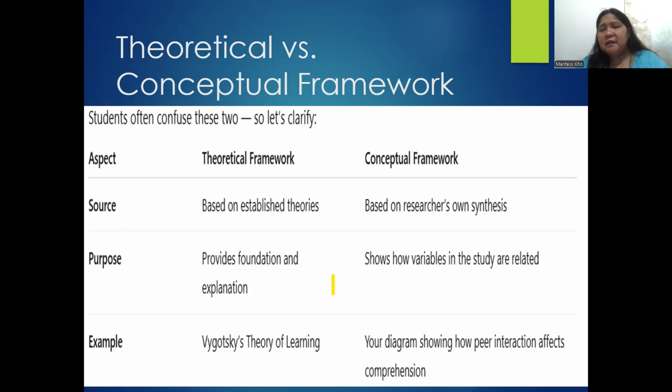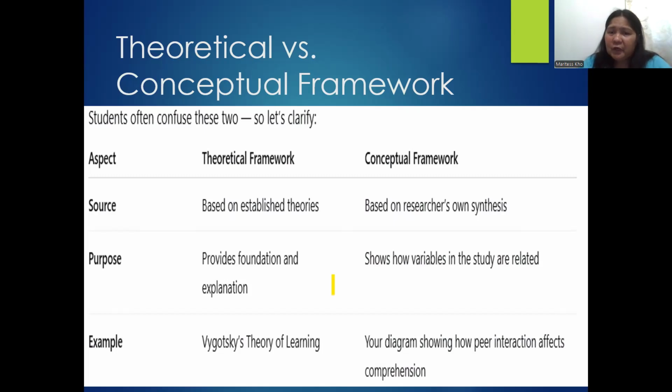So let's say your research is titled Enhancing Reading Comprehension Through Peer-Assisted Learning in Senior High School. For your theoretical framework, you're going to use Vygotsky's social constructivist theory to explain that students learn best when they collaborate and interact with others. But for the conceptual framework, you are going to create a diagram showing how peer collaboration, teacher guidance, and active participation contribute to improved reading comprehension. So this diagram is your own conceptualization of how the process works.